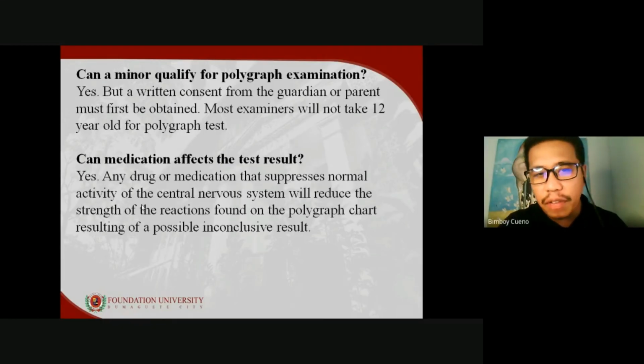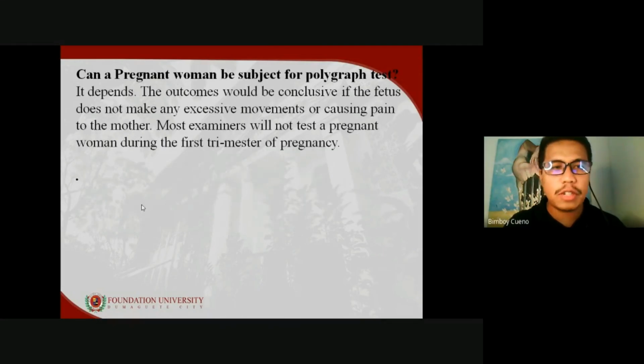Can medication affect the test result? The answer is yes. That is why, according to the discussion a while ago, there has to be a gap: in the taking of the polygraph examination, there shall be no taking of drugs 12 hours prior to the test, because that will affect the result. Any drug or medication that suppresses normal activity of the central nervous system will reduce the strength of the reactions found on the polygraph chart, resulting in a possible inconclusive result.